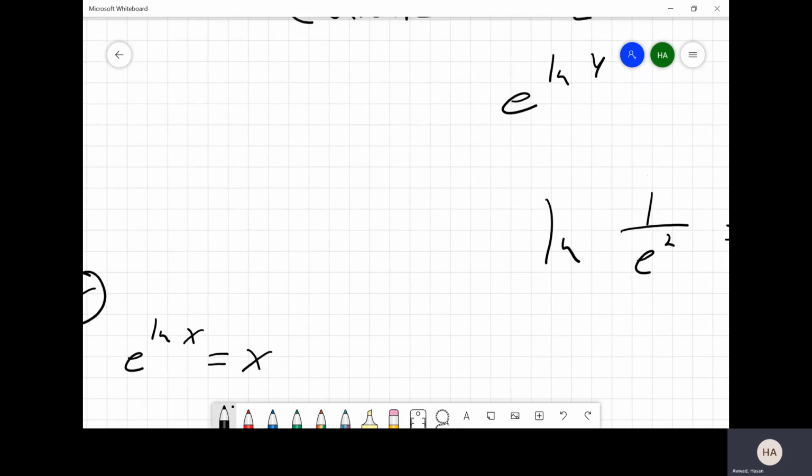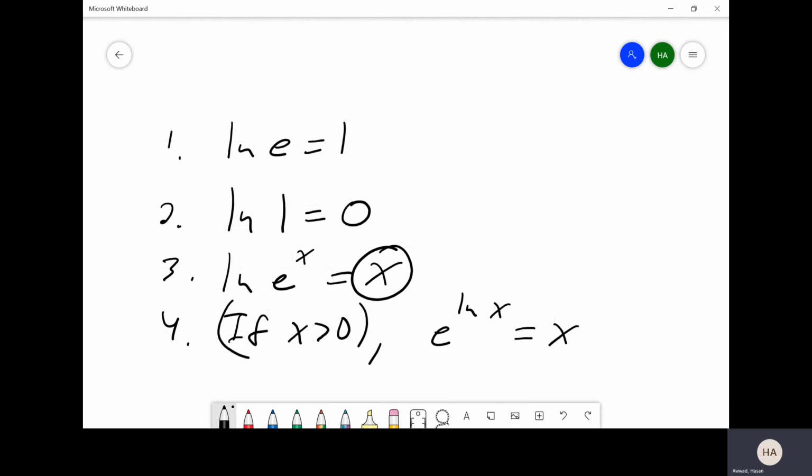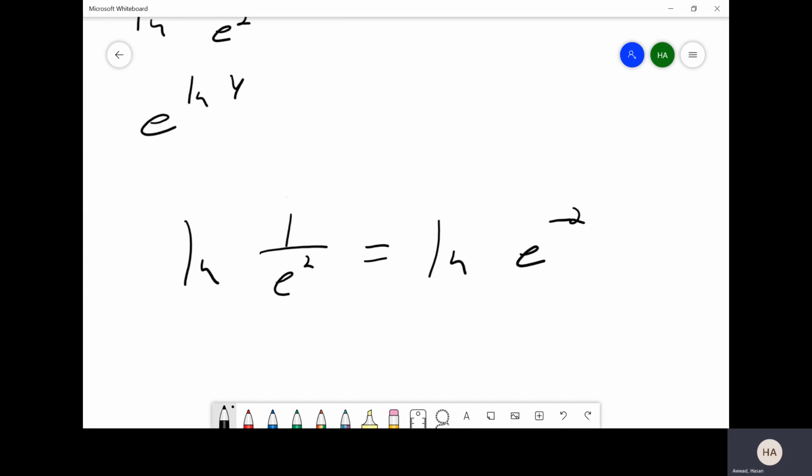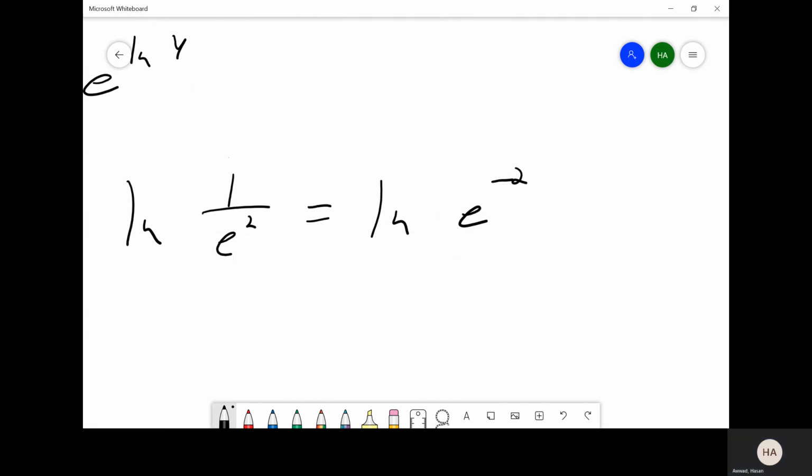And now what my third property allows me to do is that if I have the natural log of e to any power, that power is going to be the result, or the answer here. That's going to be my result. So our final answer is just negative 2. The natural log of e raised to the negative 2 power is just negative 2.